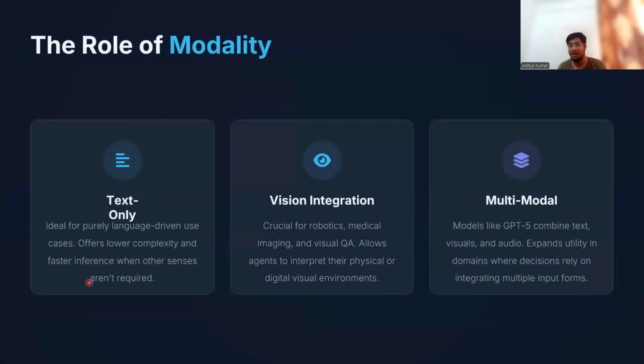Now, the role of modality. For example, you want to build an agent that can understand medical imagery. Then you will not use text-only models that can input text only and output text only. You want the model to input an image. So this is also a very important parameter while selecting our LLM.